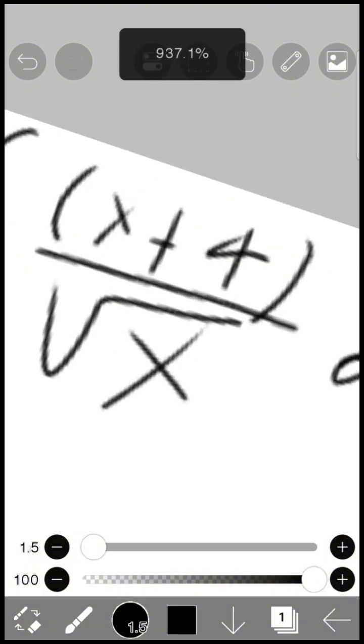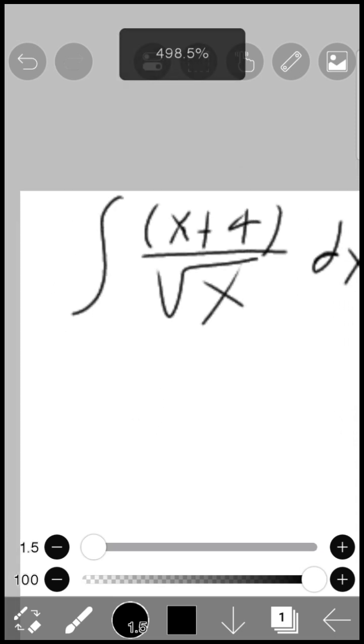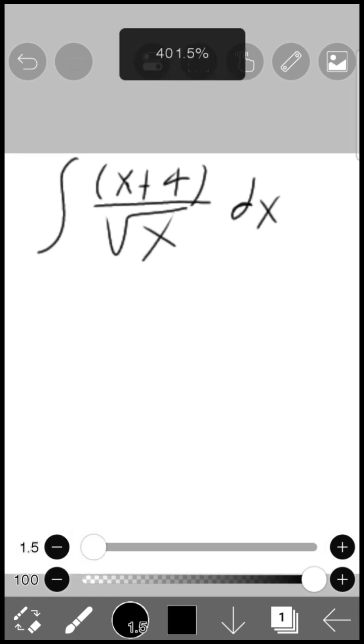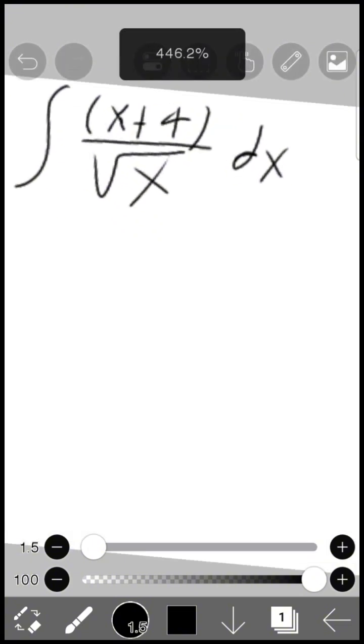And currently, I actually have a new stylus pen which could help me make better calculus, mathematics and physics videos. And I really like the stylus pen, and it actually helps me a lot when it comes to computations.